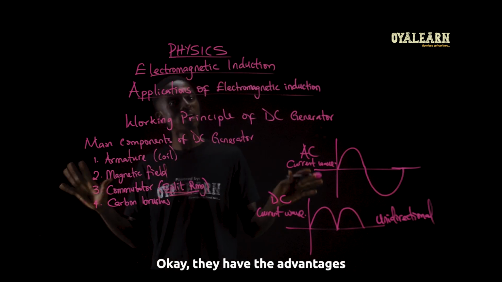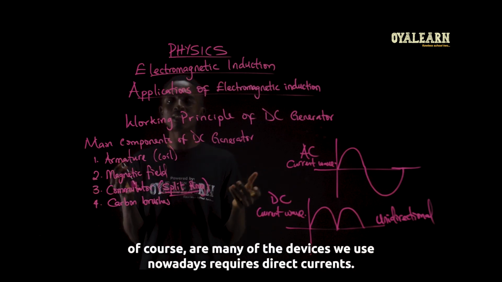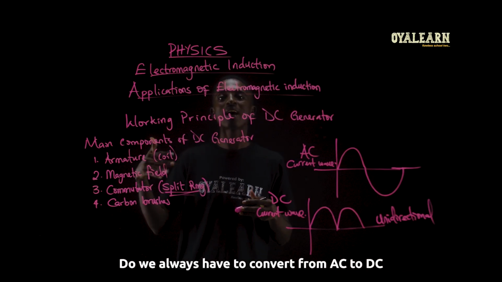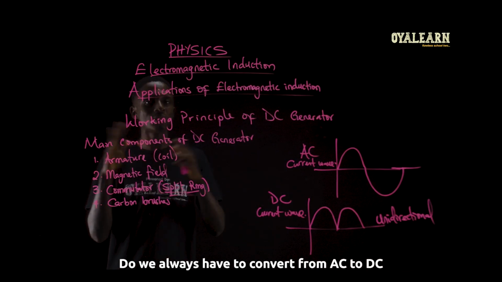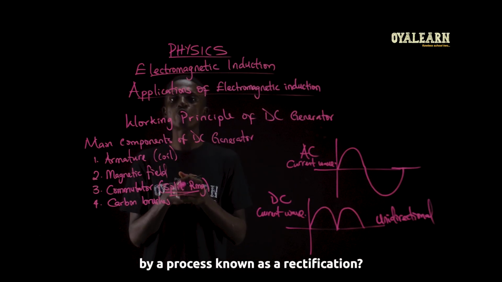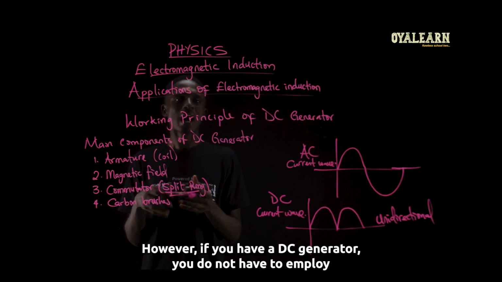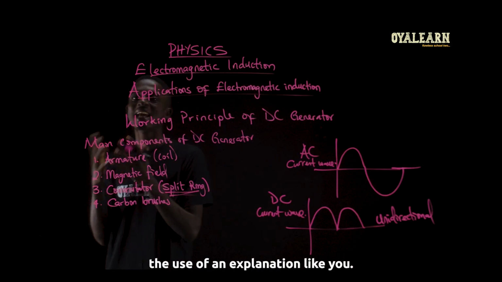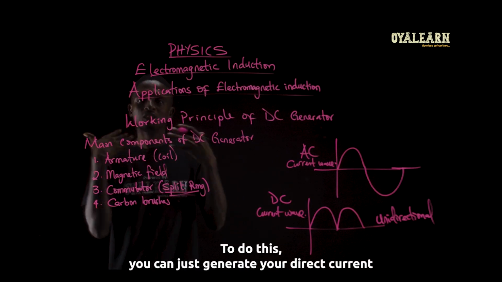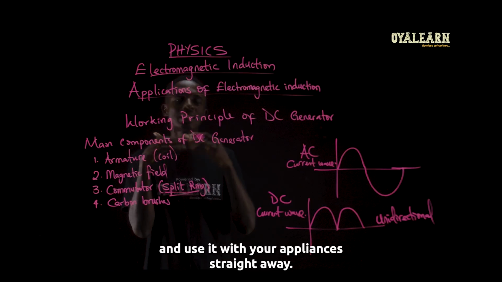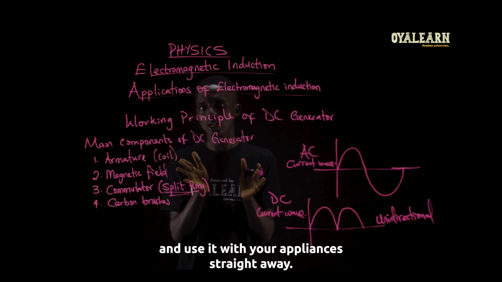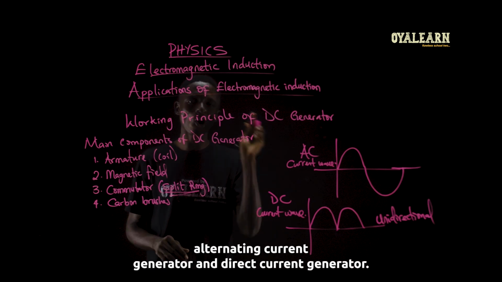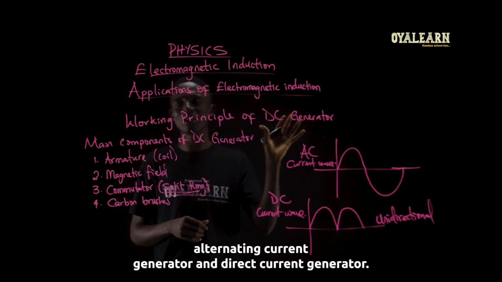Okay, they have their advantages. Of course, many of the devices we use nowadays require direct current, though we always have to convert from AC to DC by a process known as rectification. However, if you have a DC generator, you don't have to employ the use of an external circuit to do this. You can just generate your direct current and use it with your appliances straight away. But don't forget that you can have generators in two forms: alternating current generator and direct current generator.